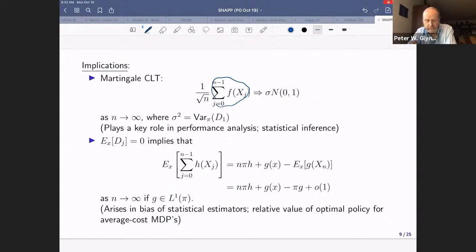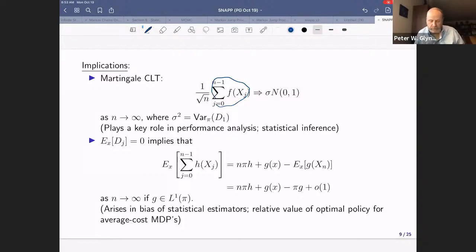So first of all, in the context of performance analysis, when you want to look at variability behavior of sums of rewards or sums of costs, this Martingale central limit theorem describes the first order variability of such a cumulative reward or cumulative cost. It arises obviously quite naturally in the world of statistical inference when you're looking at estimation problems that involve Markov-dependent random variables. The Martingale central limit theorem, and in particular Poisson's equation, arises quite naturally in that setting, especially when you're using method of moments type ideas.